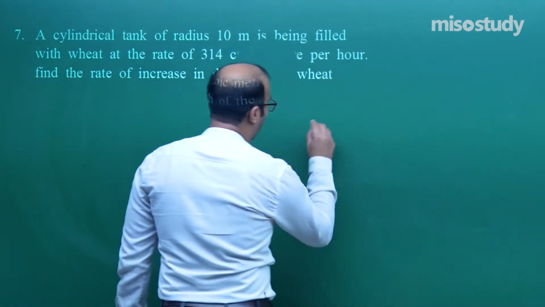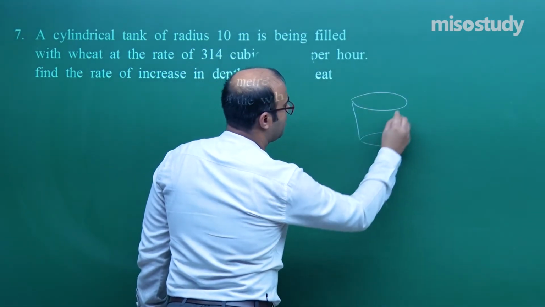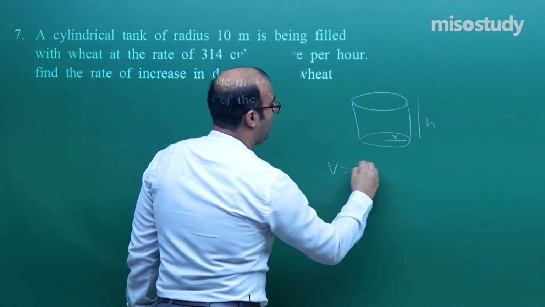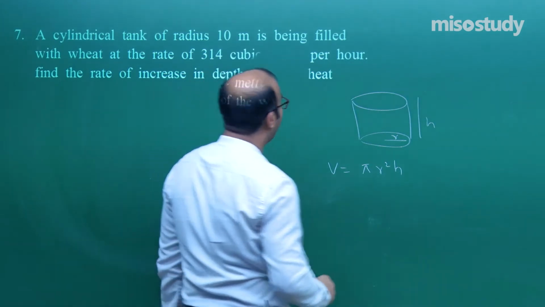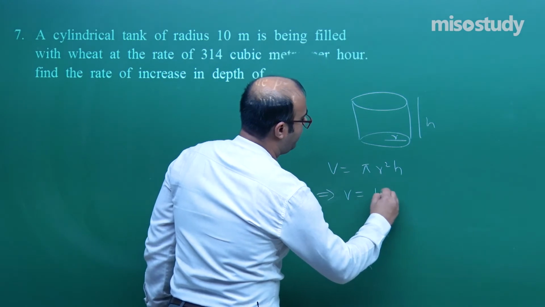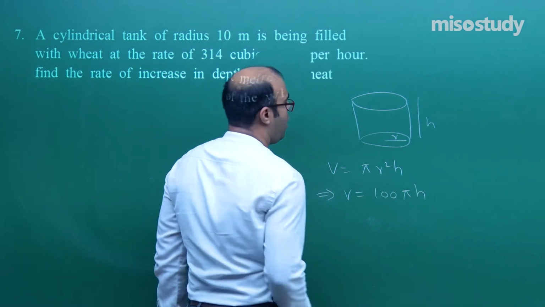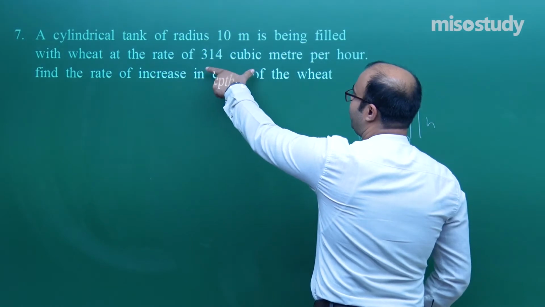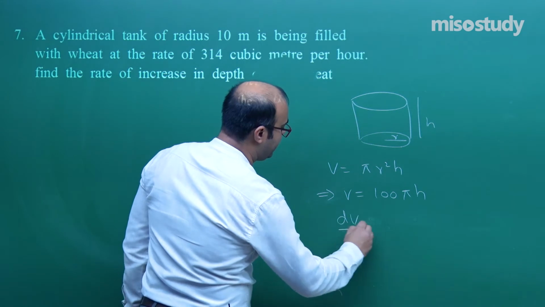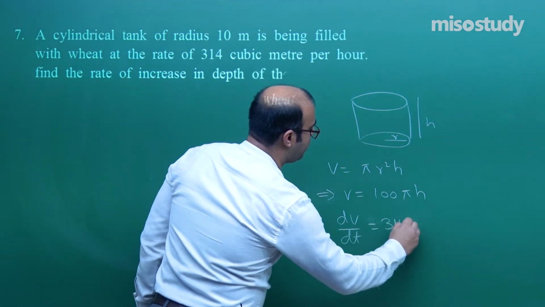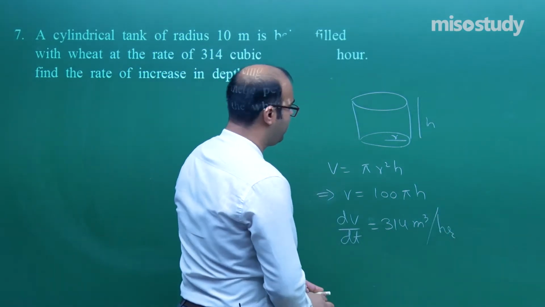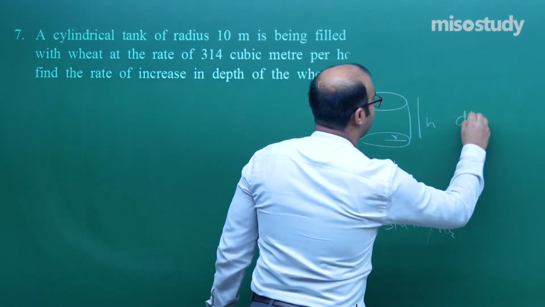So we know that the volume of a cylindrical tank, where this is the radius and this is the height, is pi r square h. Now what is given to us? The radius is given, it is 10. So volume is 100 pi h. And they are saying that the rate at which wheat is filled is 314 cubic meter per hour. So dV by dt is given as 314 meter cube per hour. Now you have to find the rate at which the height is increasing.